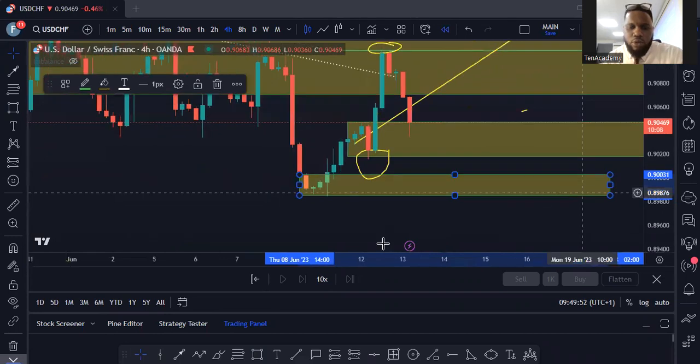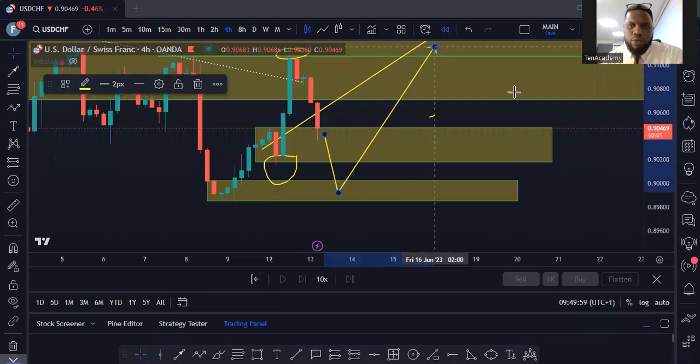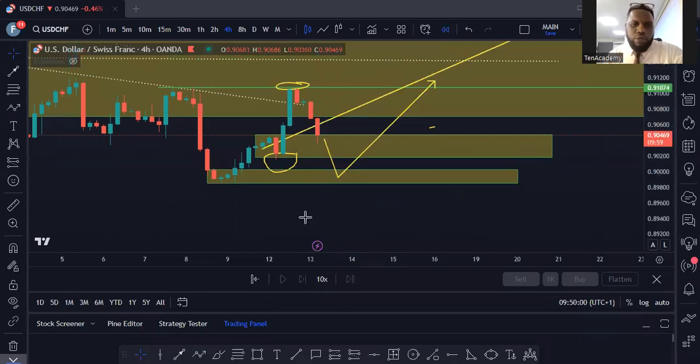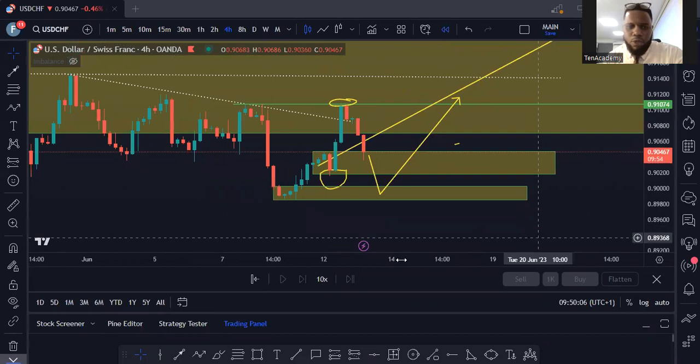So my recommendation, you wait for price to drop into the zone and then you buy from there. So this can take another 1 day to happen, or it might happen this evening. Okay. So that's what I have for you on USDCHF.